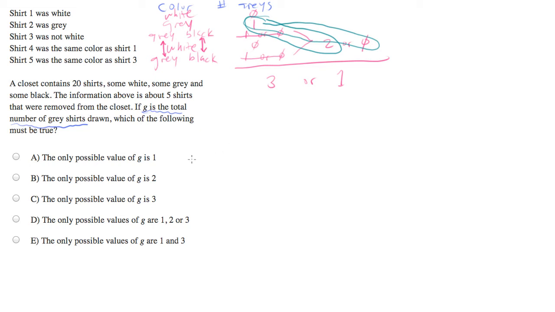A says the only possible value of G is 1. And we know that's not true because we just showed it could be 3. So that's out. B says the only possible value of G is 2. We know G can't be 2. C says the only value is 3, but we just showed it could be 1. D says the only possible values are 1, 2, or 3, but we know it can't be 2. And E says the only possible values of G are 1 and 3, which is a perfect match to what we have, so E is the correct answer.